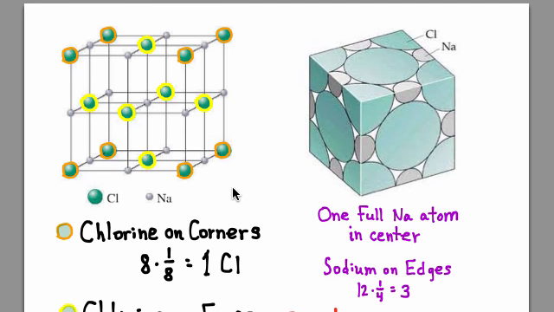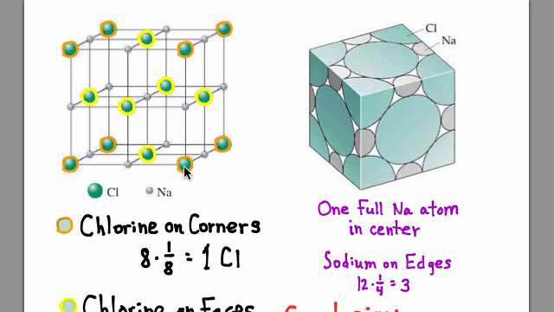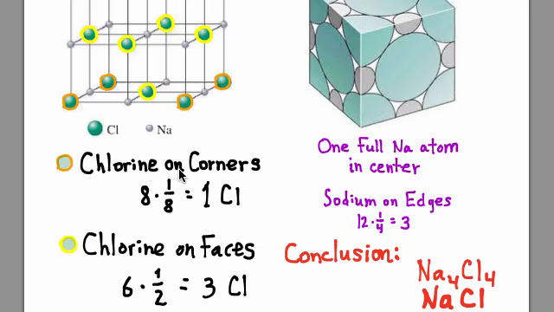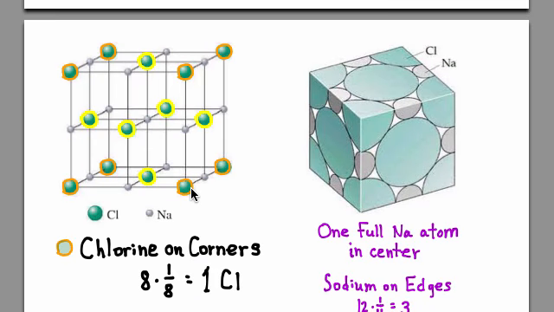I have 8 chlorines on the corners, and so 1/8 and 1/8 and 1/8, 1/8 and 1/8, 1/8, 1/8, 1/8 add up to 1 chlorine atom dedicated to this cube due to the chlorines on the corners. Chlorines on the faces have 1/2 and 1/2 and 1/2 of their volume dedicated to this cube. The other half is dedicated to the right or the left or the bottom or the top. And therefore, what it comes down to is four chlorine atoms dedicated to this cube.